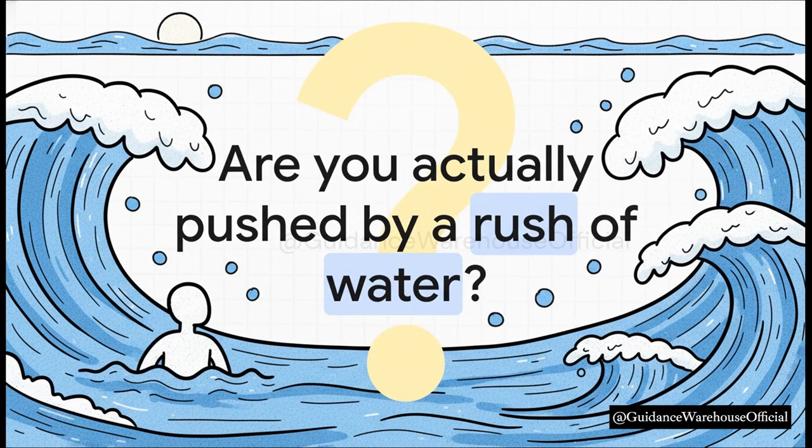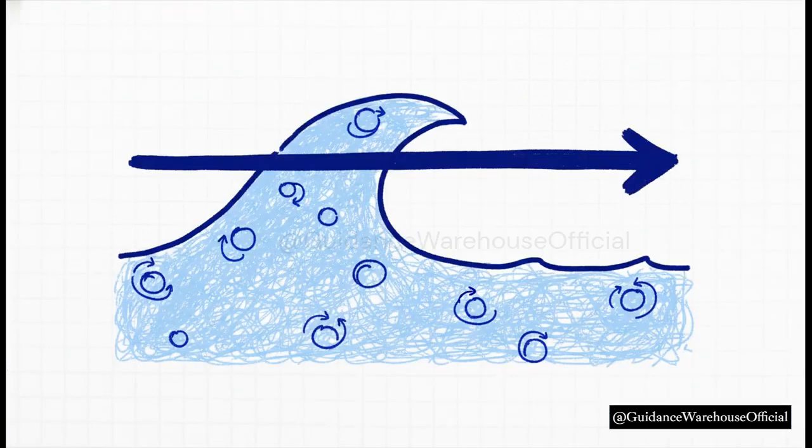When you get knocked over in that ocean, are you actually being pushed by a giant rush of water that has traveled for miles and miles across the sea just to knock you off your feet? Misconception alert. The answer is actually no, not at all. The water itself isn't rushing at you from miles out at sea. In reality, the particles of water are mostly just staying right in one place, bobbing up and down.